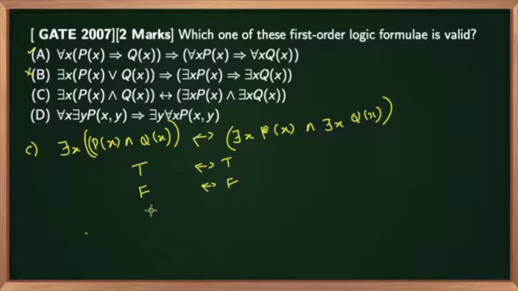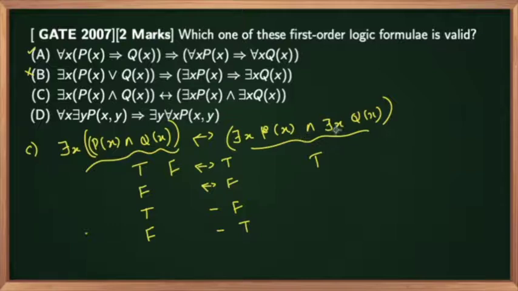So if you can prove the left hand side is true and the right hand side is false, then this is not a valid set. Or if you can prove the left hand side false and the right hand side true, then also this is not a valid set. So let's try to make one side true and the other side false. I have to make this side true, right? That means at least one of the x, one of the P of x and one of the Q of x should be true.